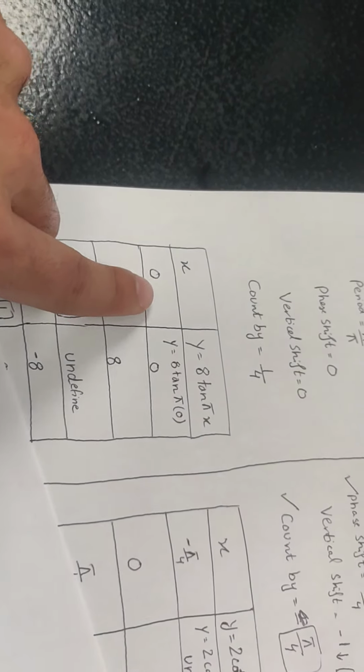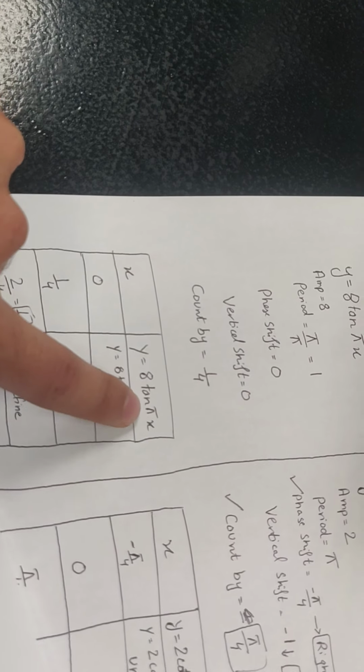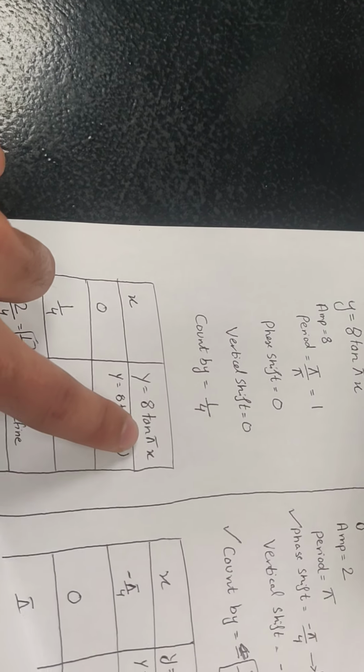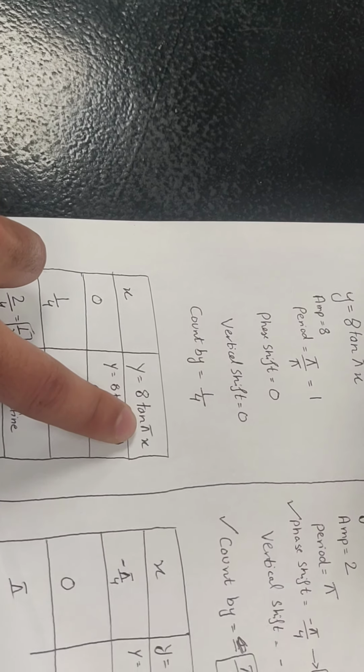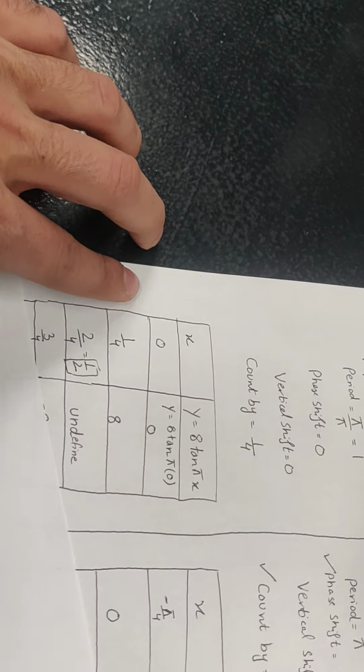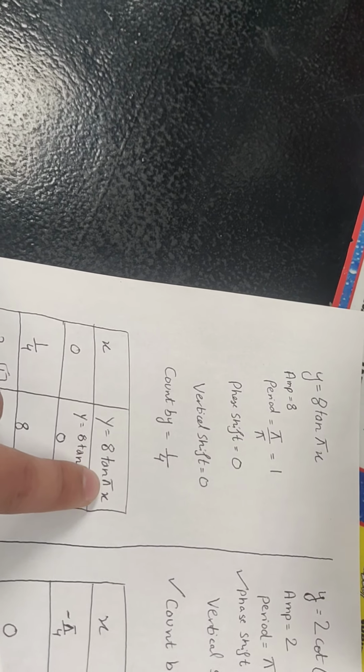So we plug in the 0, tan of 0 makes the whole equation 0. So tan of 0 is what? 0. 0 times 8 is 0. We put 1/4 in x, so tan of pi/4 is 1. 1 times 8 is 8. We put 1/2, which is tan of pi/2.